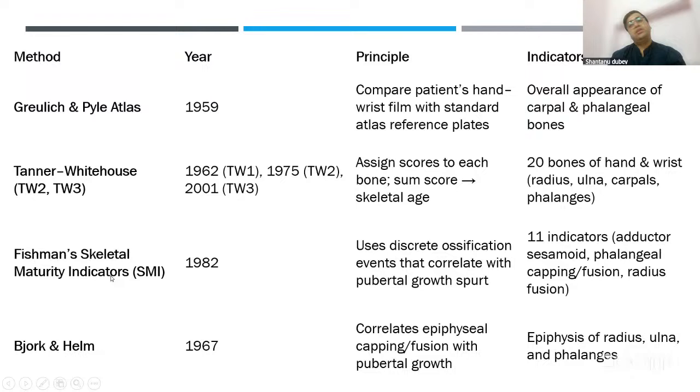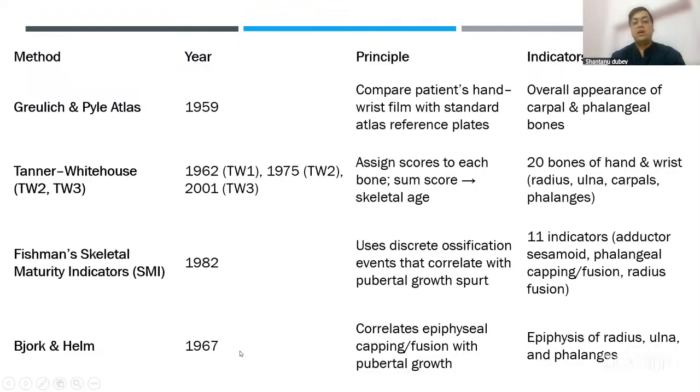Fishman skeletal maturity index is the most commonly used. If you are going to mug up one skeletal maturity indicator, then I would suggest that you go for the Fishman skeletal maturity indicator. 1982, discrete ossification events. We have talked about this in detail in the previous videos, so I would ask you to go there if you really want to know in detail. There are 11 indicators, which include adductor sesamoid, phalangeal capping, fusion, and radius fusion, right?